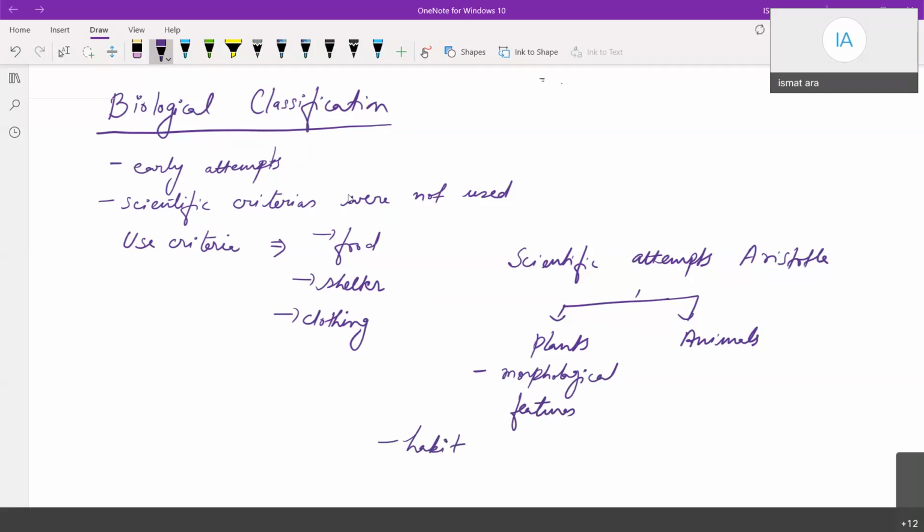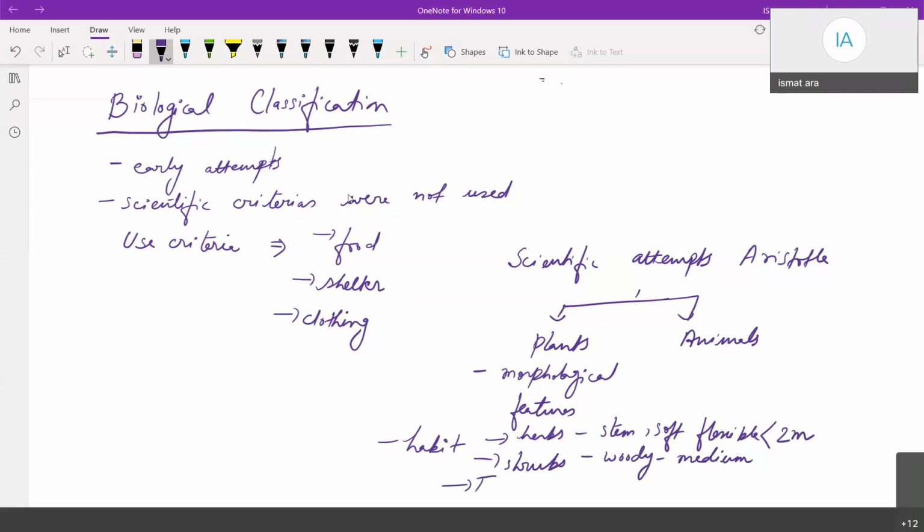How? Like herbs: stem soft, flexible, which are less than 2 meters. Then shrubs: woody, which are medium in size. And then trees. Trees means thick woody plants, but taller.